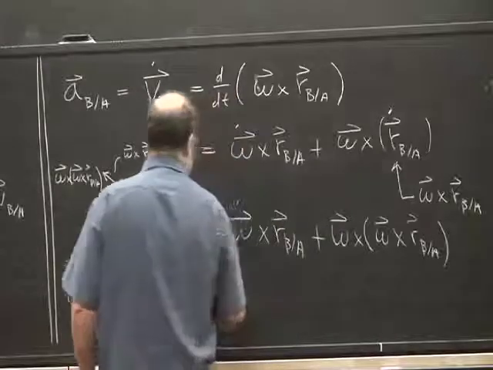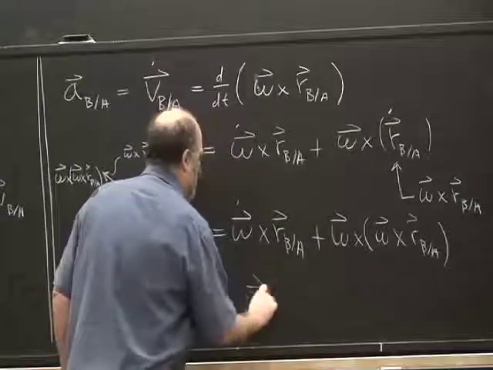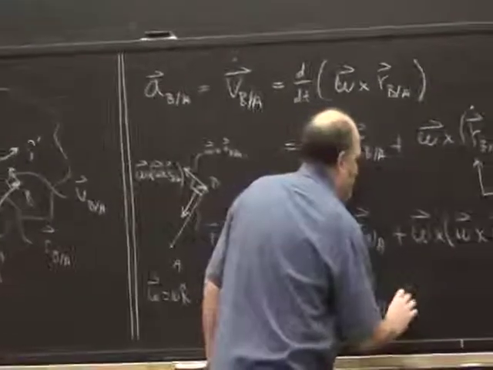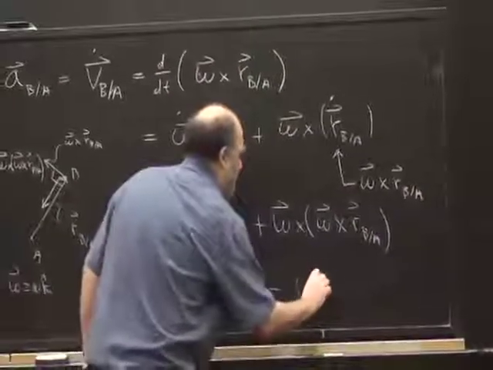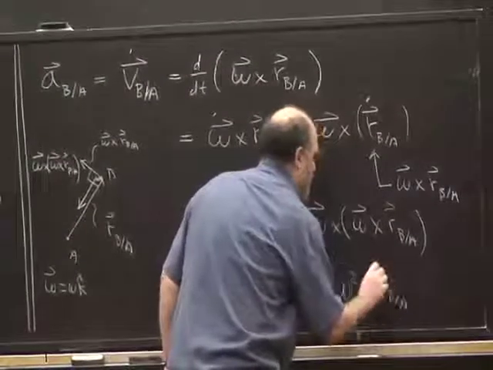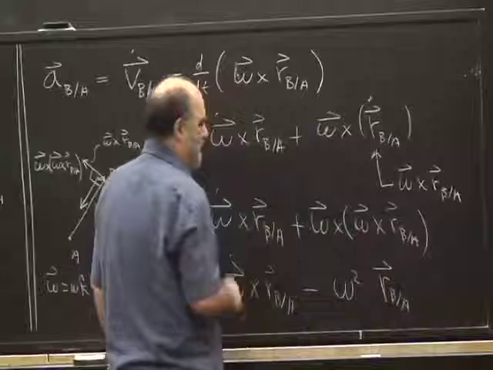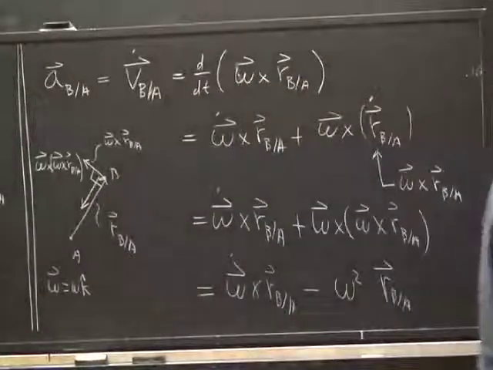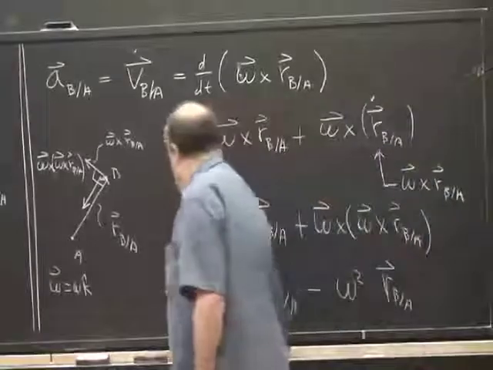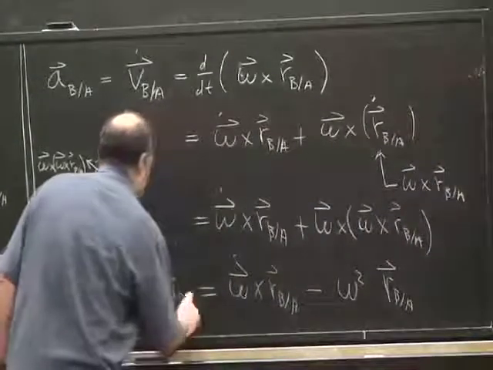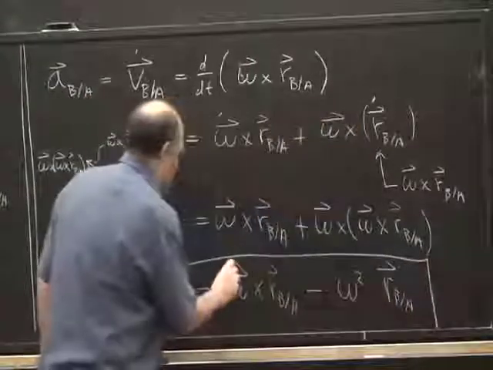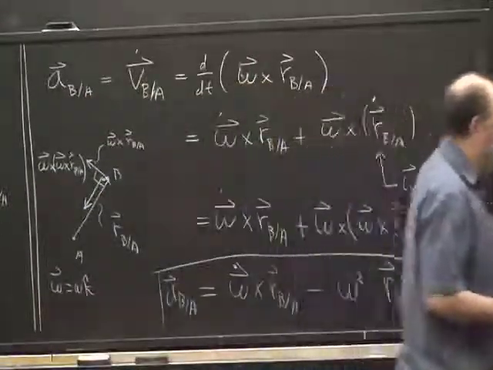So this then turns into, the first term is omega dot cross R of B with respect to A. And the second term has magnitude of omega squared times the magnitude of R of B with respect to A, but its direction is minus R, then the acceleration of B with respect to A. And this is the same derivation I did at the end of class just before break.